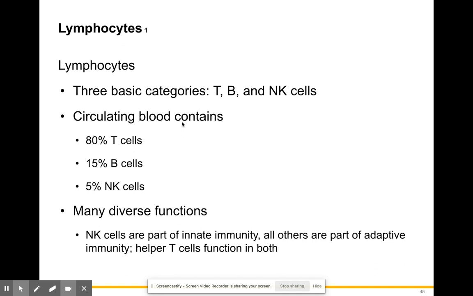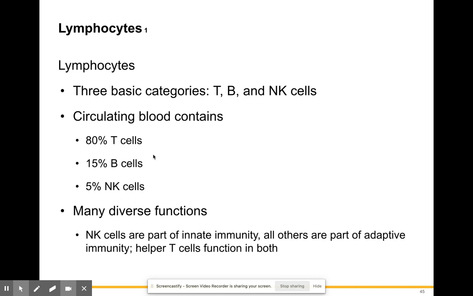In your blood, the majority of the lymphocytes that you have, okay, 80% of the lymphocytes that you have are going to be of the T cell variety. And that's because you have different types of T cells. You have T helper cells, you have cytotoxic T cells, you have memory T cells, you have lots of different types of T cells. So it makes a lot of sense that the majority of the cells in your blood are going to be T cell variety.